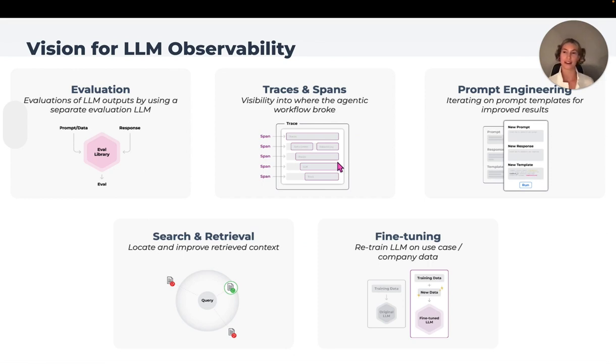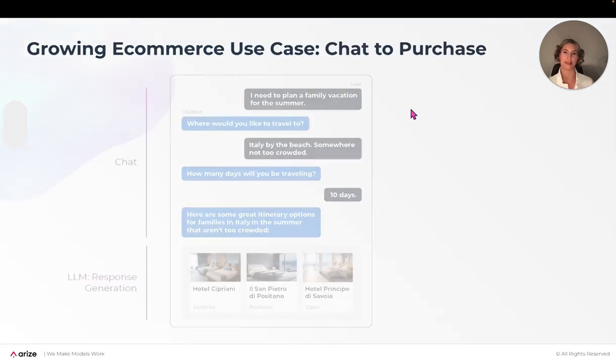These 5 points are the evaluation, traces and spans, prompt engineering, fine-tuning, and search and retrieval that go into building LLM application systems. We're going to dive into each one of these individually, but if you want more information, check out our free courses on these topics.